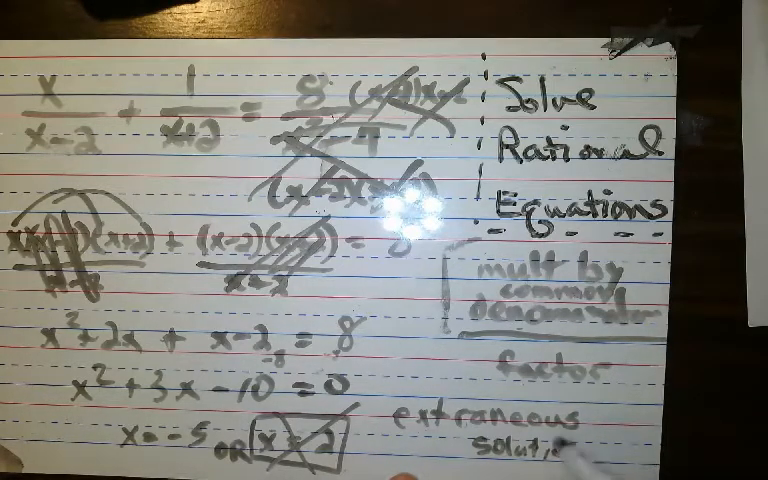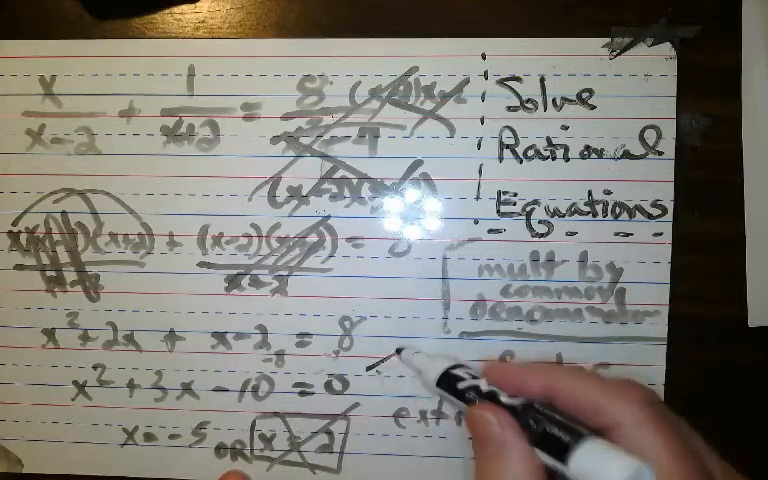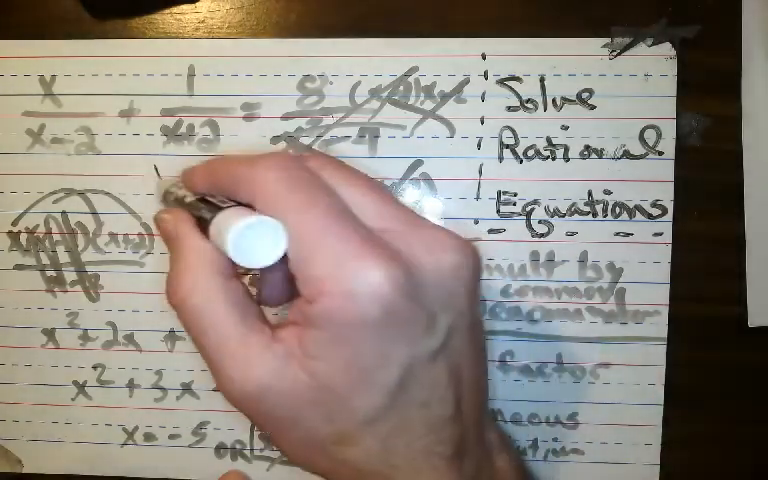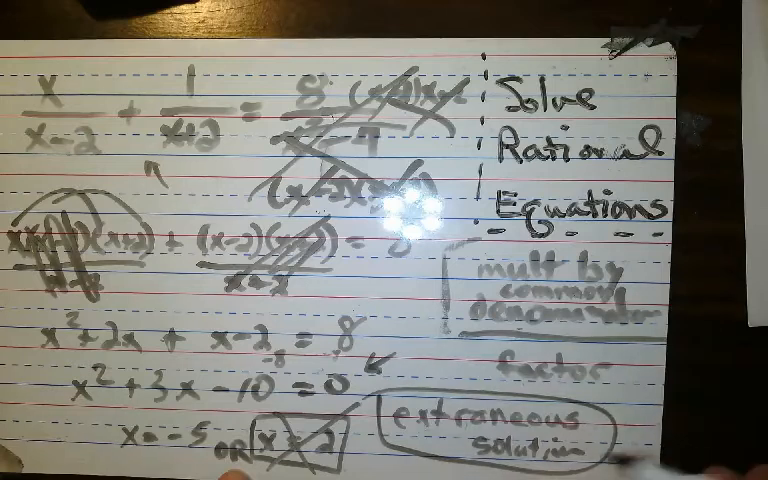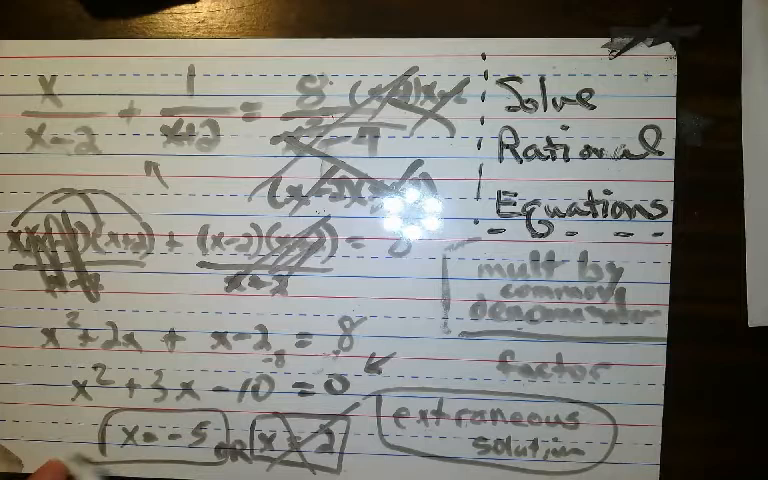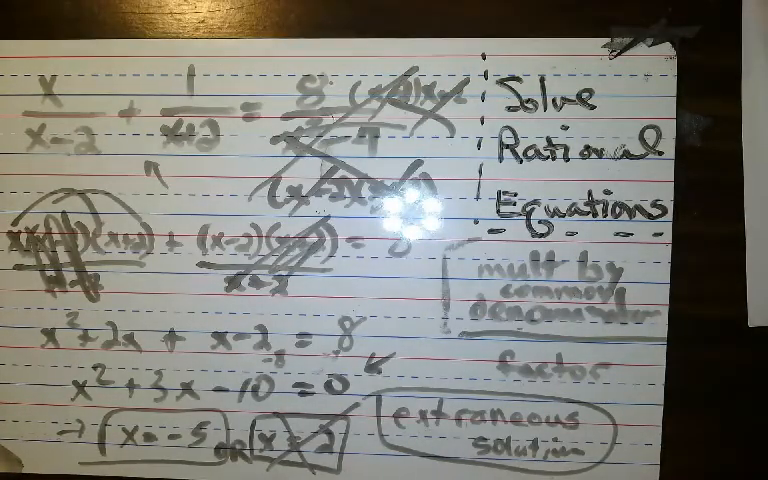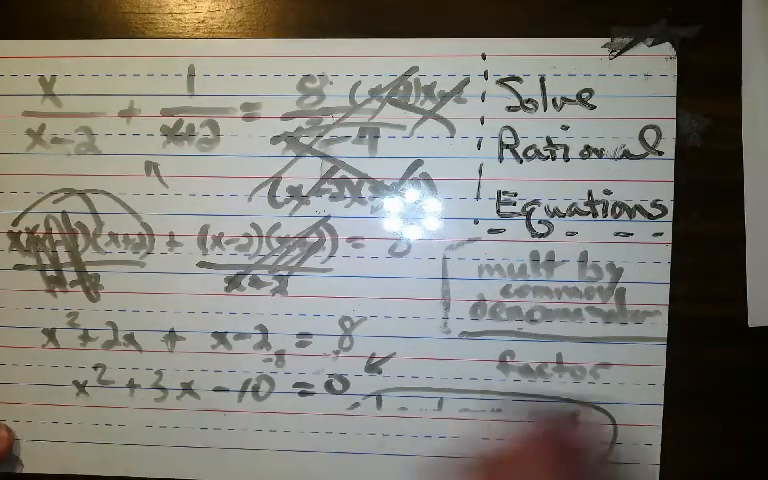It just means it's a solution to this equation, but it's not a solution to the one we wanted because it doesn't work in the original problem. It has to work in the original problem. This doesn't, so there's only one answer: x equals negative 5. Yay! So you always check for extraneous solutions.